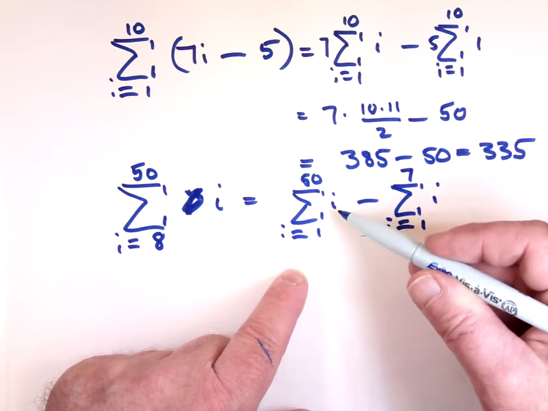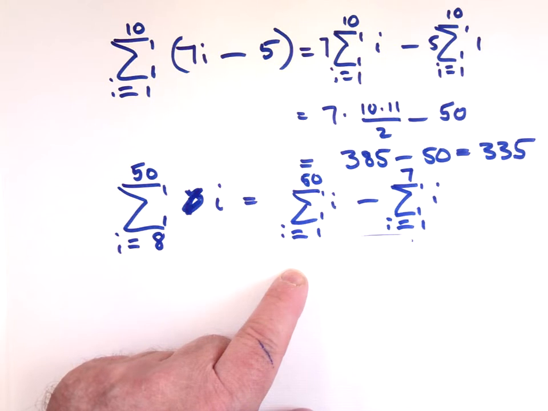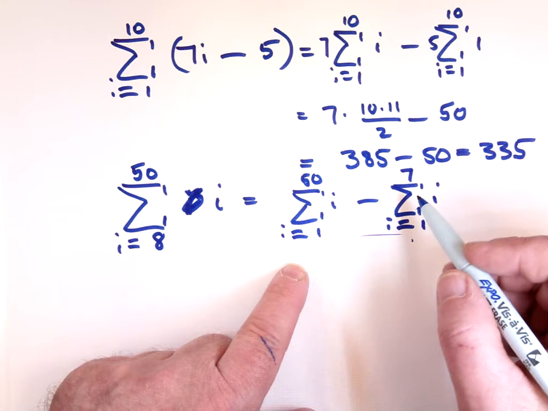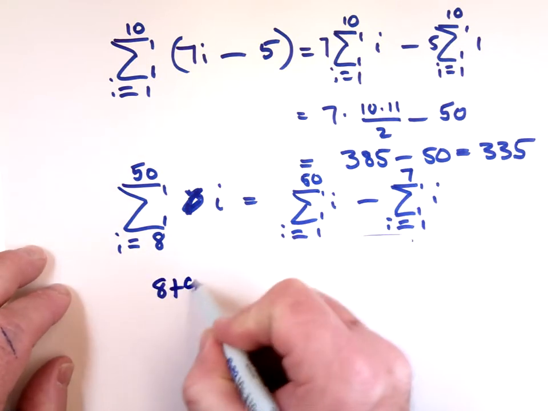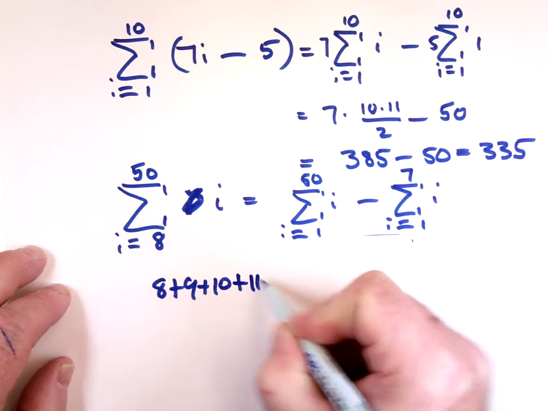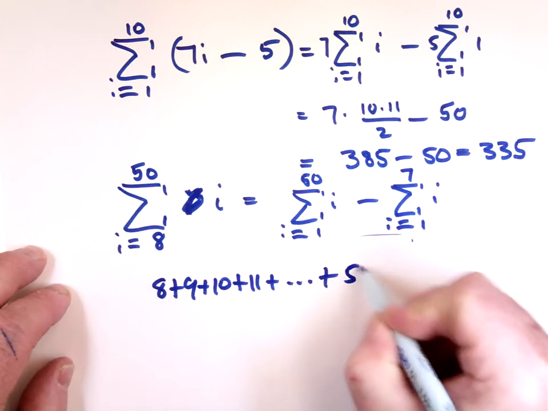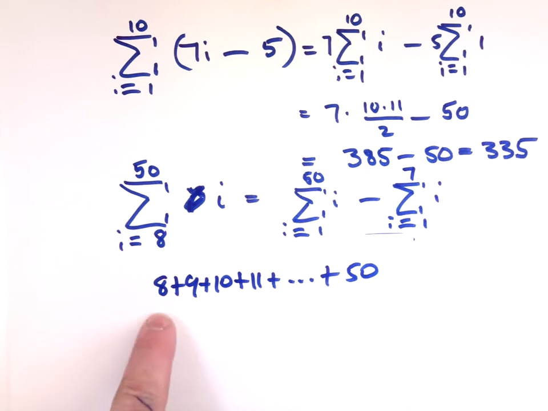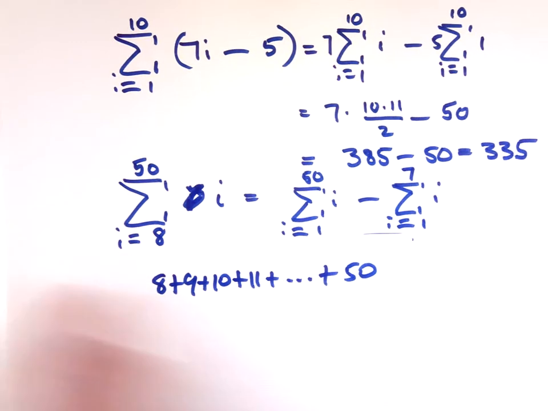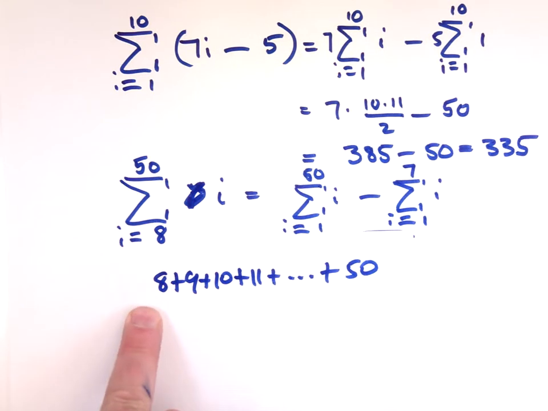I'm confused. The 8 would go into that 50, am I correct? How does that work? That would work by saying 8 plus 9 plus 10 plus 11 plus, up to 50. Yes, that starts at 8 and goes up to 50. Oh, I see. So you take 1 to 50 and then subtract off the 1 to 7, and that'll give you these. So that's one thing to be aware of.